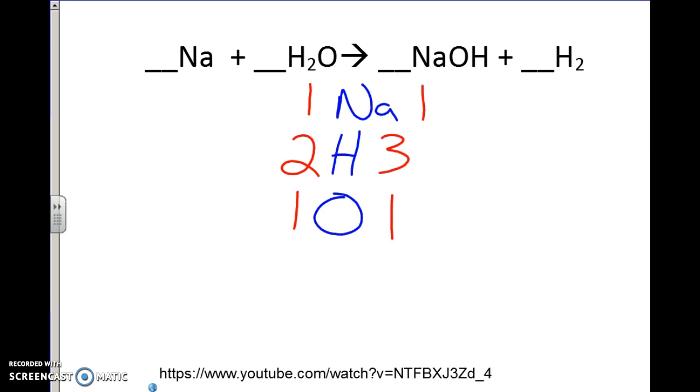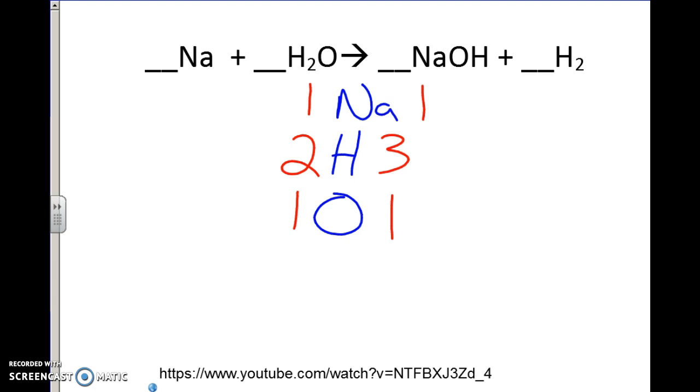Please pause the video at this point in time if you don't understand where those numbers come from. Really analyze how did I count those in the balanced equation. So if you don't understand, please pause it at this point in time. So I'm going to assume that you understand where the numbers came from.